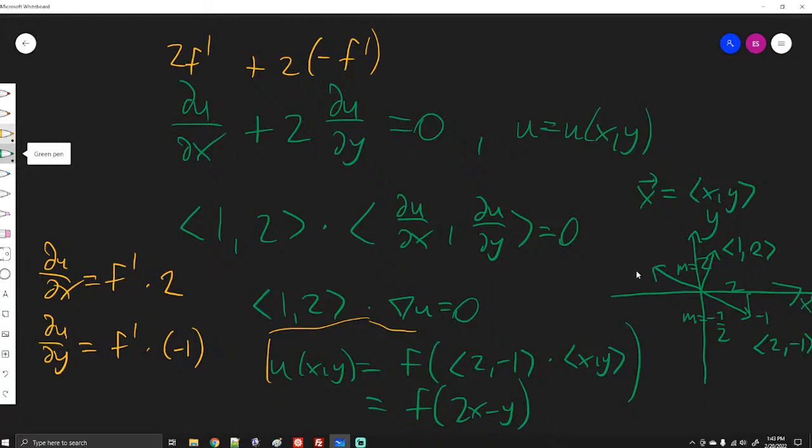So as I said before, we could also use this vector here, it would be -2, 1, and it would give you f of -2x plus y, and that would also be a perfectly legitimate answer because f is arbitrary.